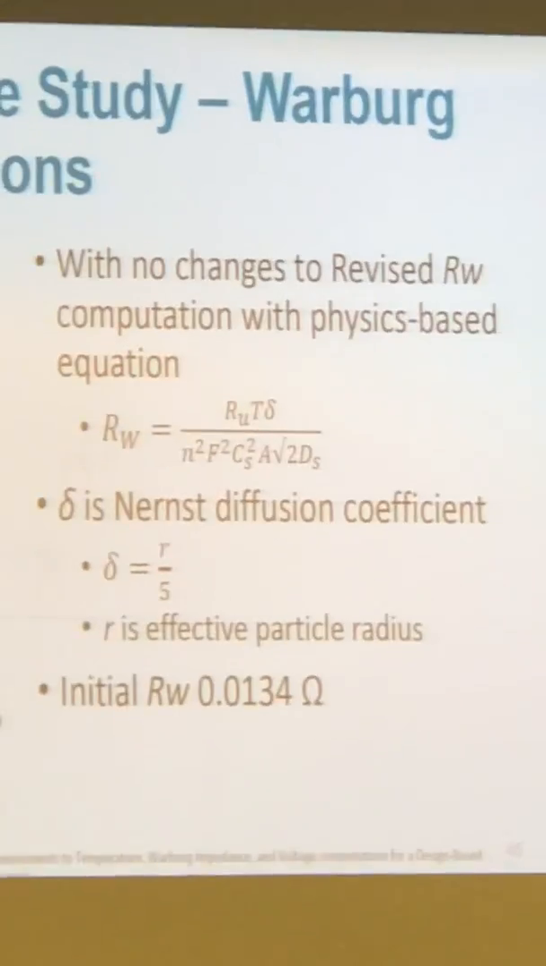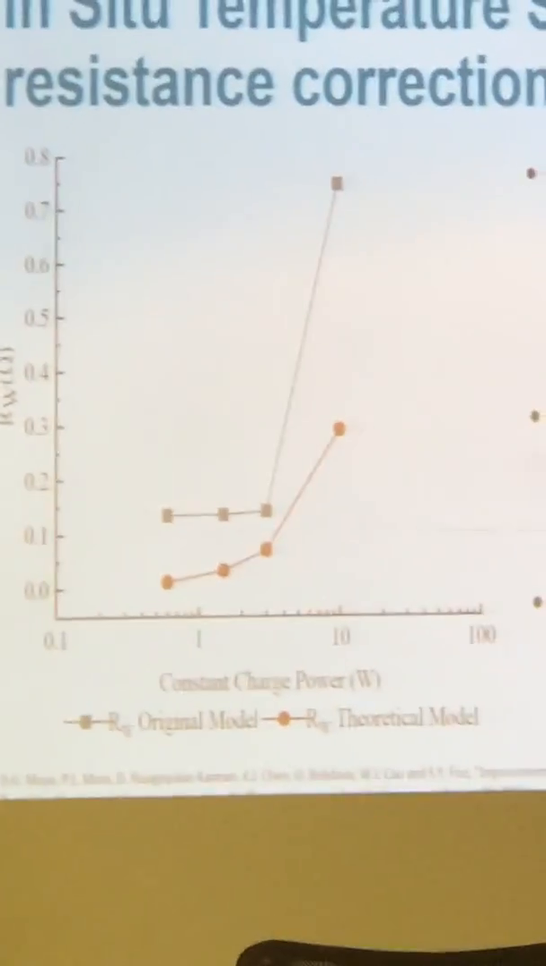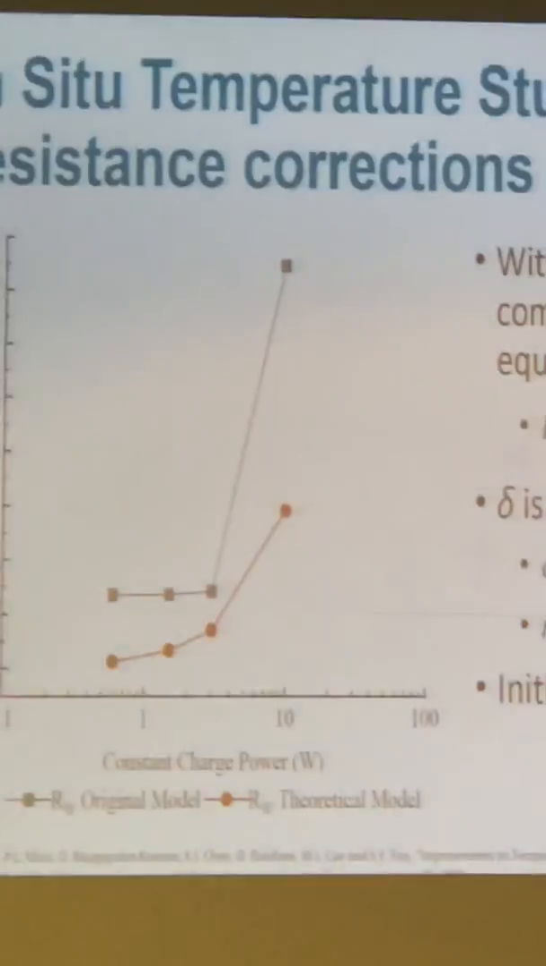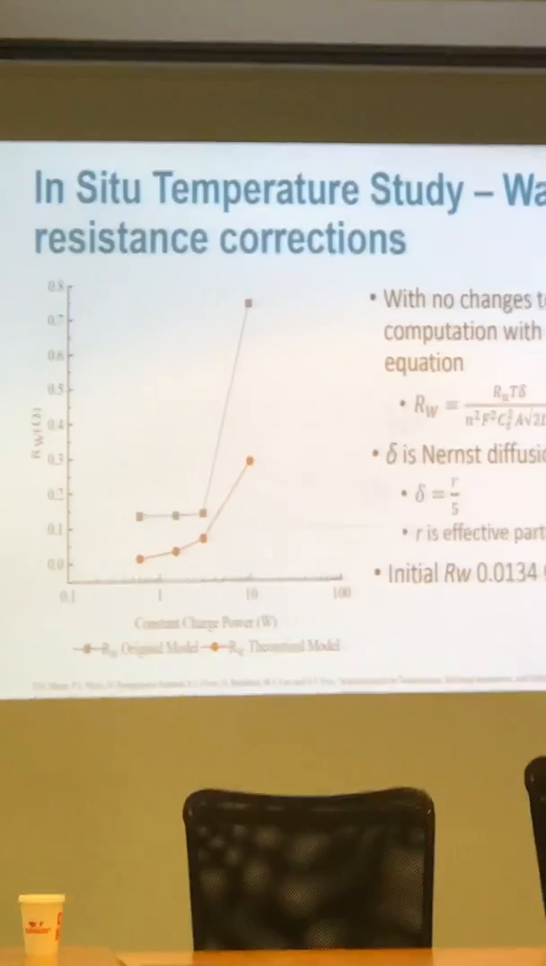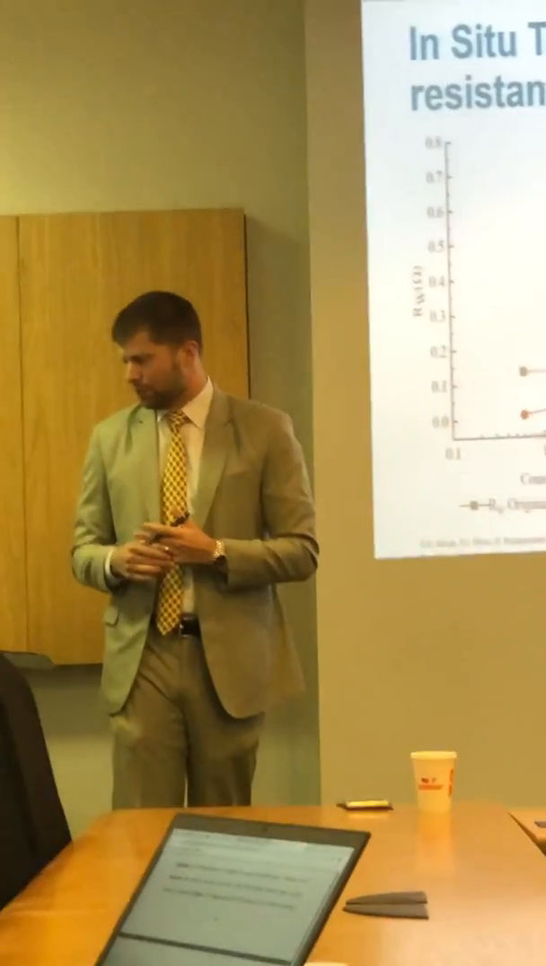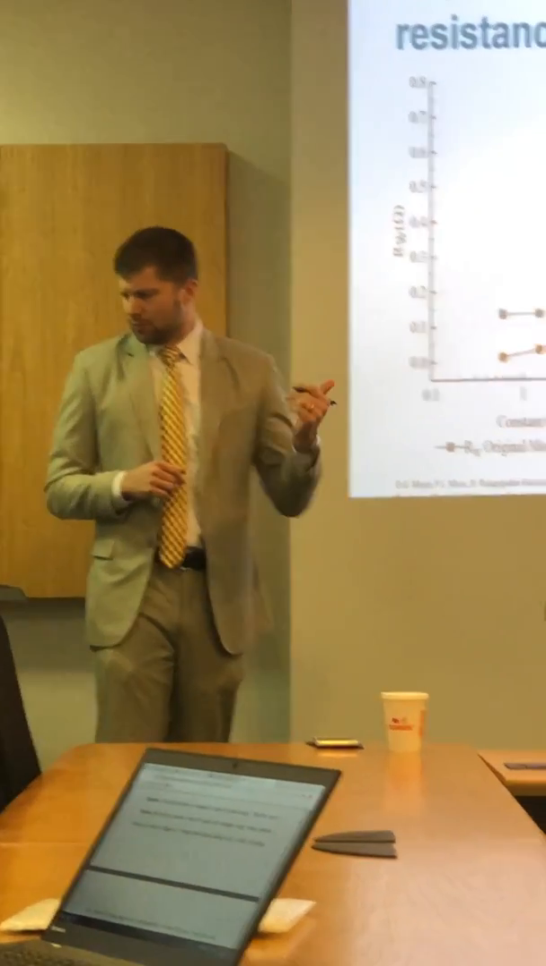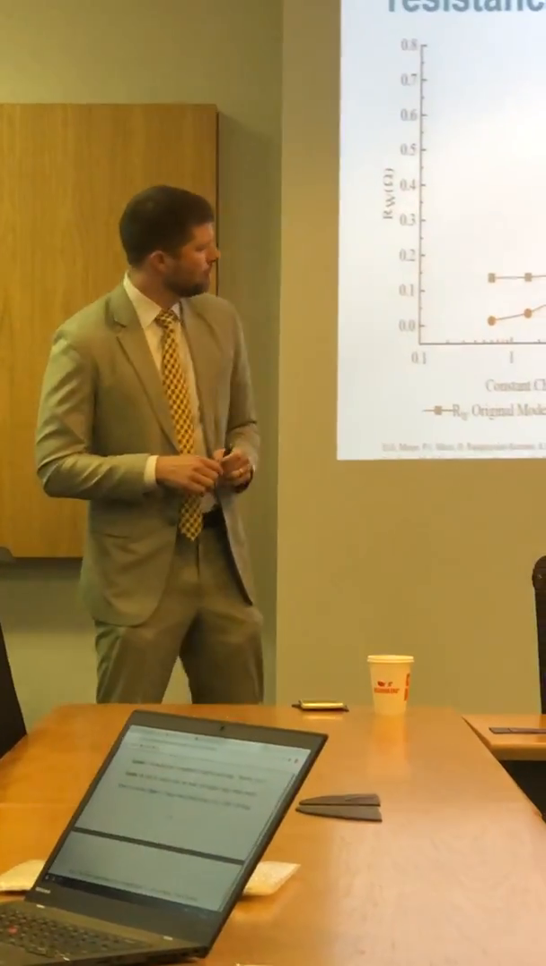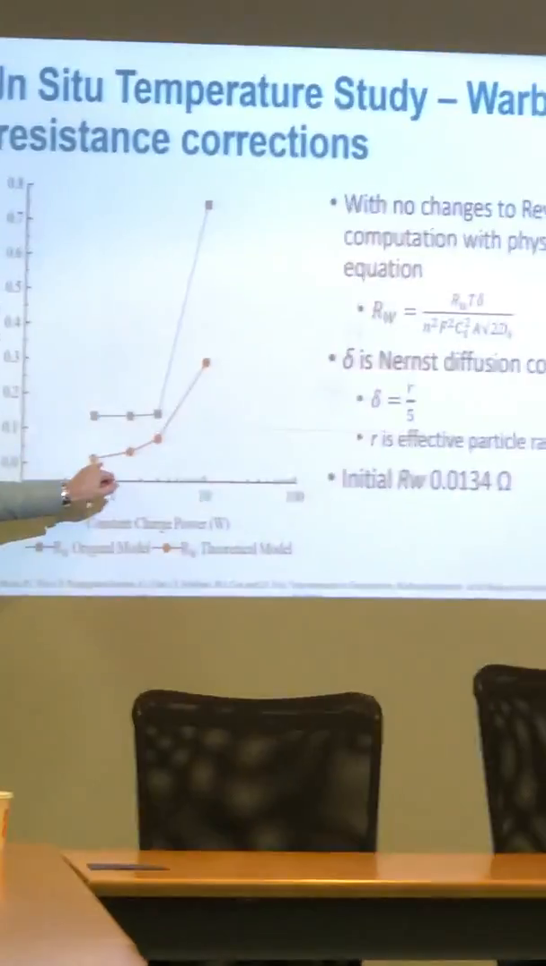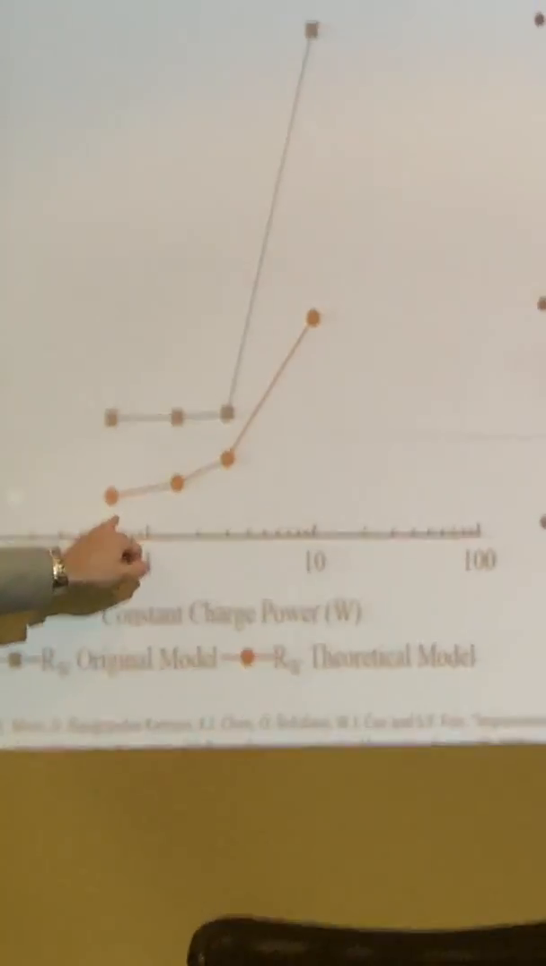And digging through literature, I found a method of computing the Warburg resistance as a function of the Nernst diffusion coefficient. And those values are plotted. The initial very low power Warburg resistance was 0.134 ohms. Experimentally, I found 0.11 ohms, so now we're very close.